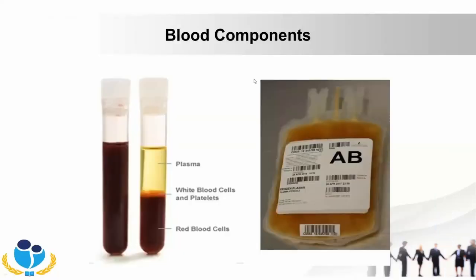When we see blood, you can see the first tube is whole blood. After the first centrifuge, you can see the plasma on the top, the buffy coat in the middle, and the packed red cells at the bottom. This bag is containing plasma. Usually, our patients call it yellow blood.